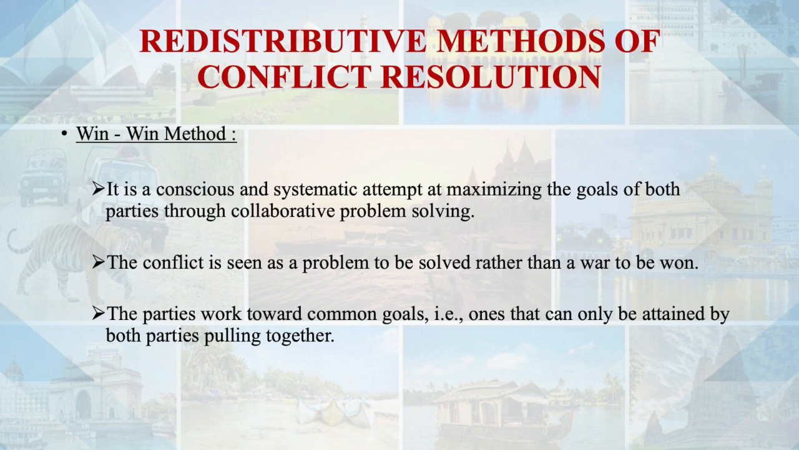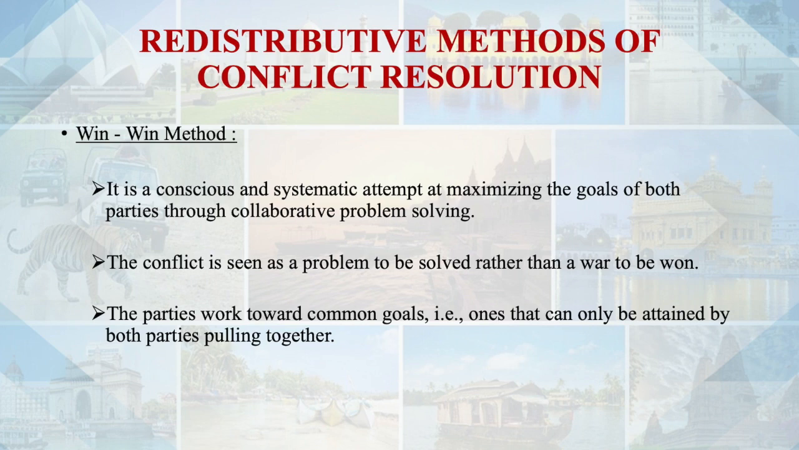So with this we have covered unit number 9, and in that let us go back from here. We discussed different methods of conflict resolution under redistributive perspective. So there were 3 methods: win-lose method, lose-lose method, and win-win method. And the best part of the win-win method that we just covered was that a conflict is basically seen as a problem which needs to be solved.